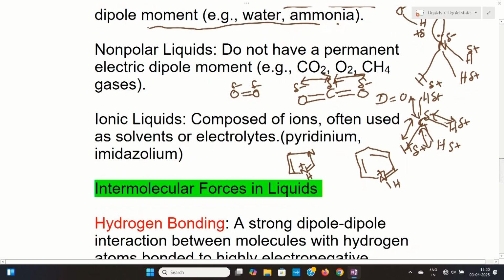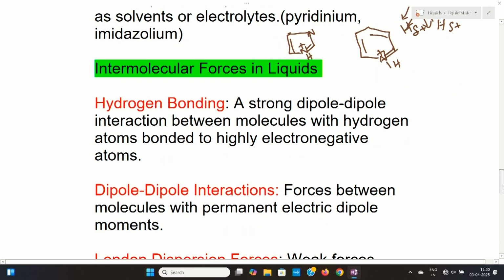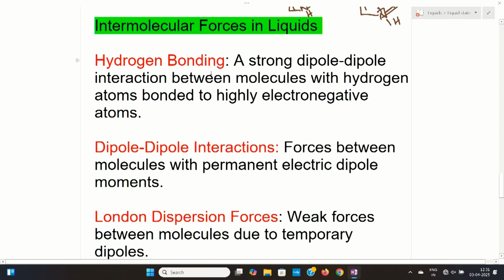Next, we are going to see the intermolecular forces in liquids. There are different types of intermolecular forces. One is hydrogen bonding, second one is dipole-dipole forces, and third one is London dispersion forces. Now, let us see one by one. Hydrogen bonding is nothing but the interaction between molecules with hydrogen atoms bonded to highly electronegative atoms.